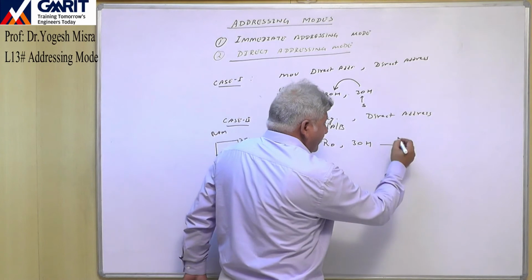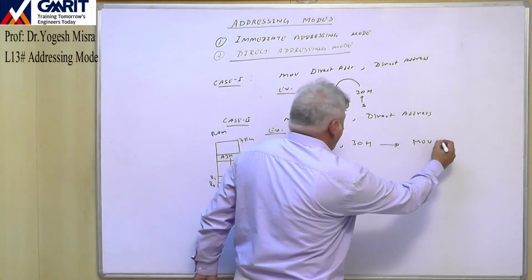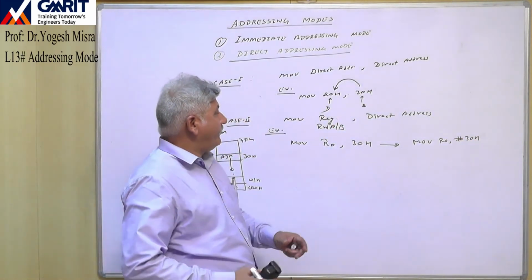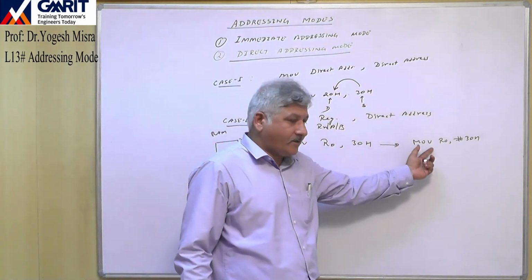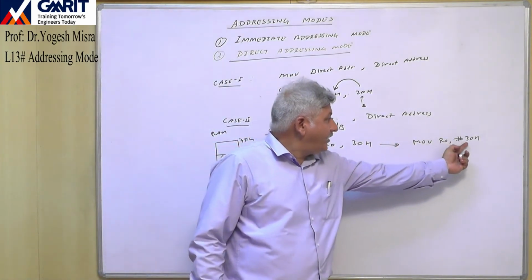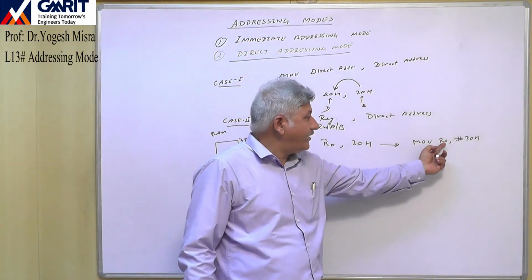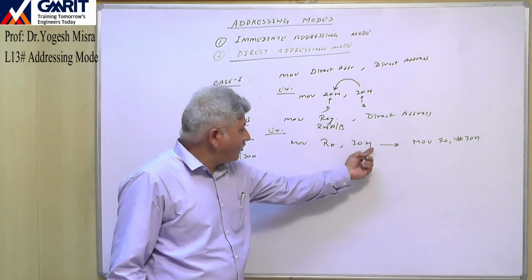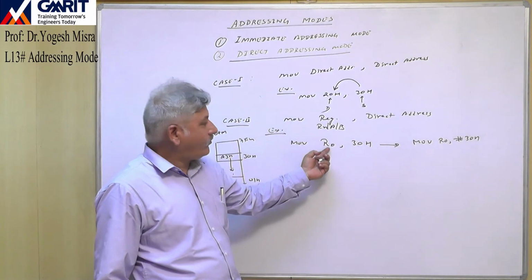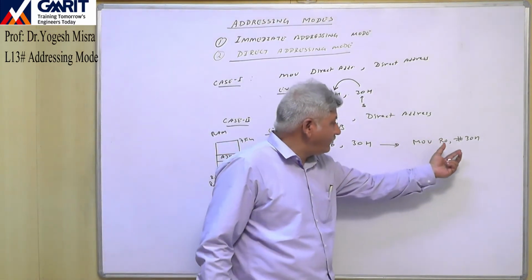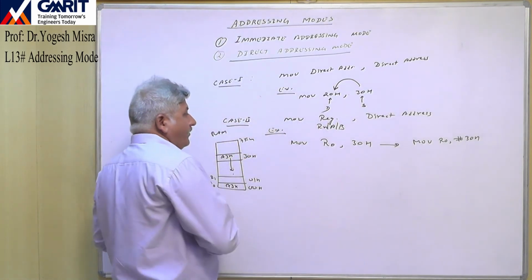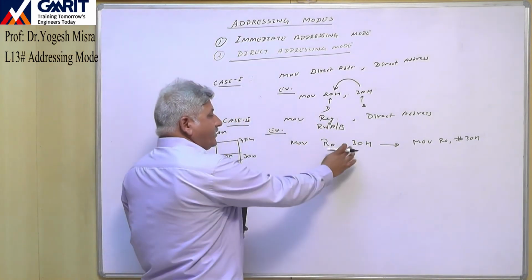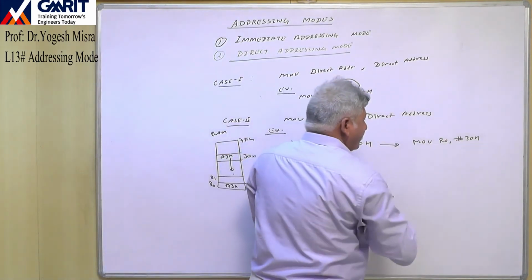So the same type of instruction is there in immediate addressing mode. In this way, move R0, comma hash 30h. So now you can find out the difference between this instruction and this instruction. In this instruction, 30h will be loaded in R0. But in this instruction, the content stored at 30h will be moved in R0. So generally, students make this mistake. You just understand the difference between with the hash symbol and without the hash symbol. Without hash symbol, it is an address. With the hash symbol, it is data.